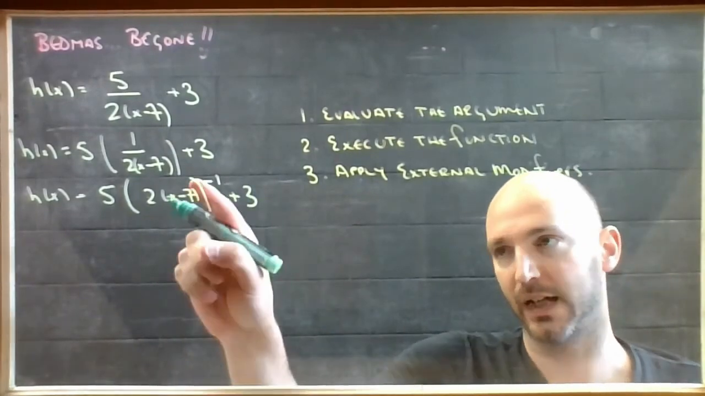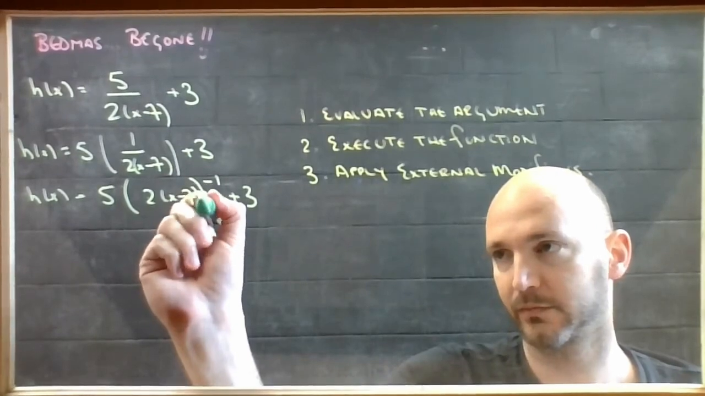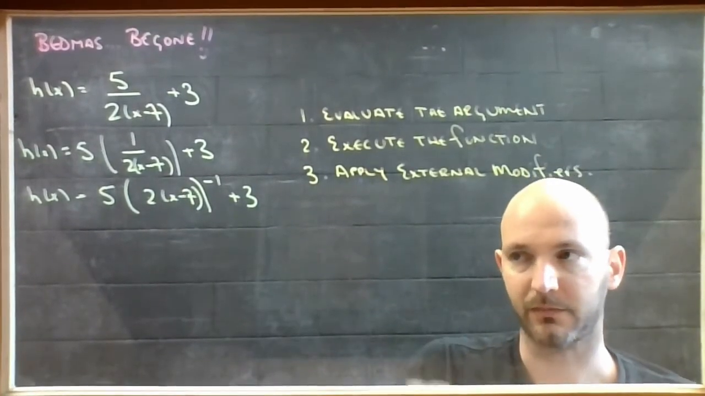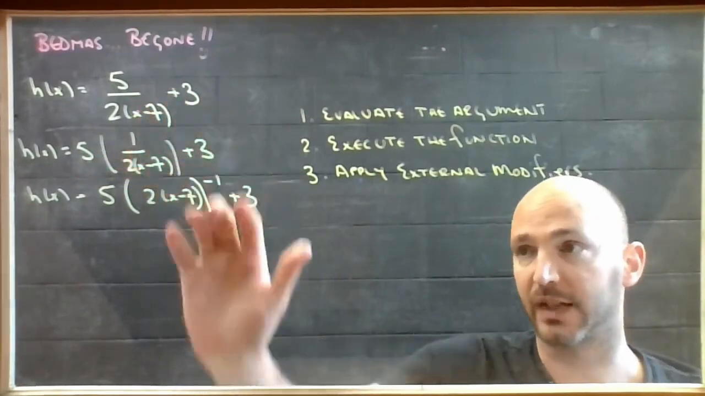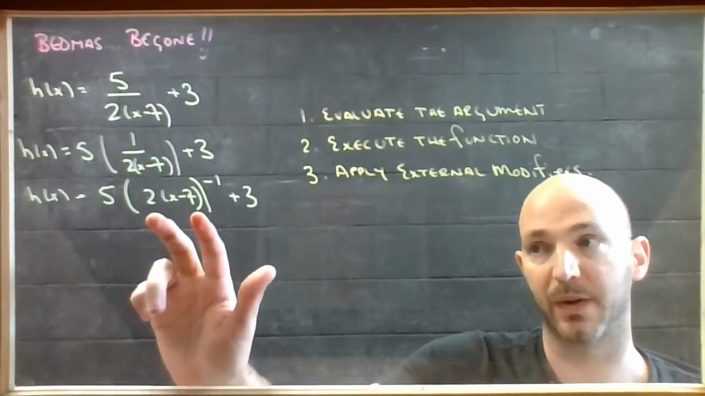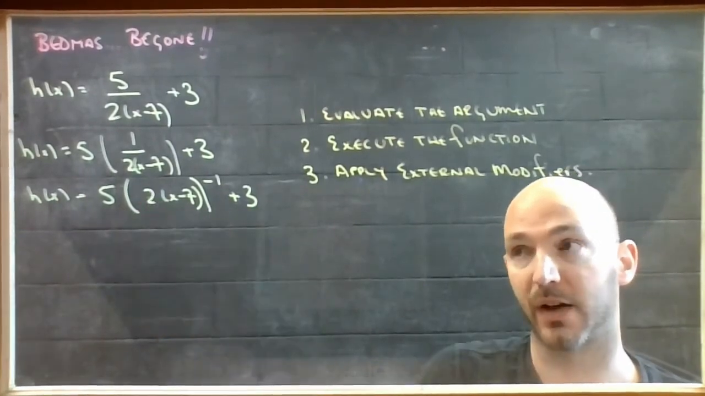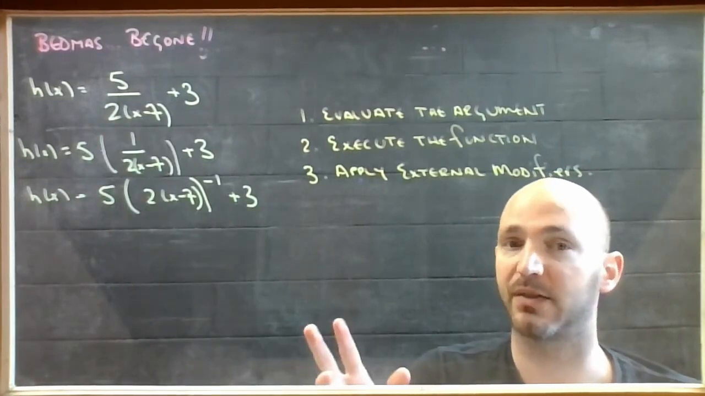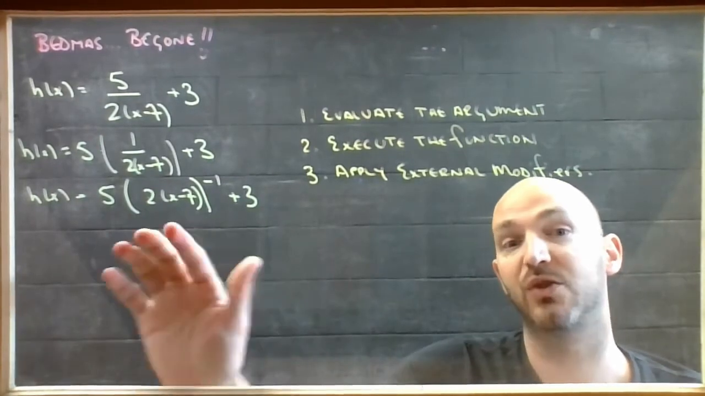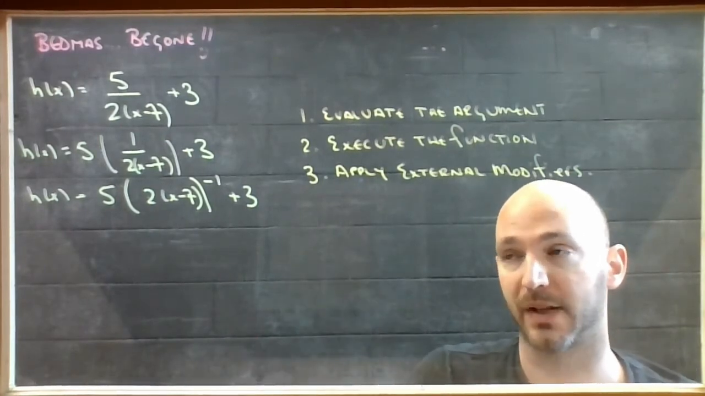And if I do that and use better penmanship, there we go. I've taken this thing that looked like a fraction and I've written it as something with an argument, a function to apply, and 2 external modifiers. So when you see expressions like this, if the fraction causes you heartburn, you may want to choose negative exponent notation in order to make it look like all the rest of the functions.